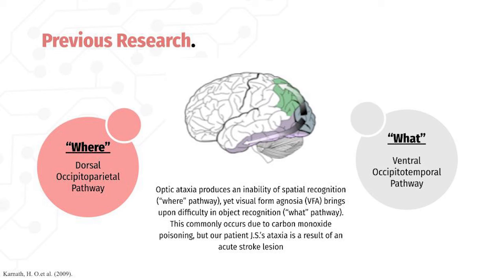Some patients have this disorder due to carbon monoxide poisoning, but our patient, JS's, is a result of an acute stroke lesion. Using FLAIR imaging, patient JS's stroke resulted in a lesion constrained to the medial aspects of the ventral occipitotemporal cortex. We will now investigate the VFA of the patient JS after finding his shape and orientation perception, as well as the identification of real objects severely impaired in the following telehealth appointment.